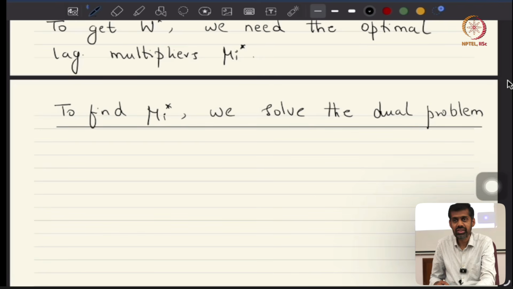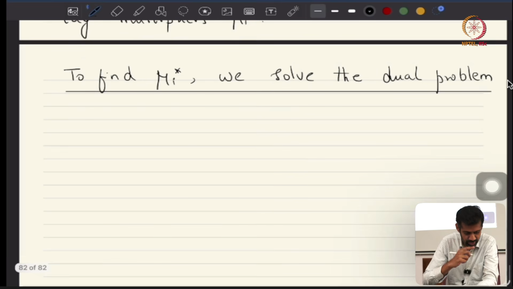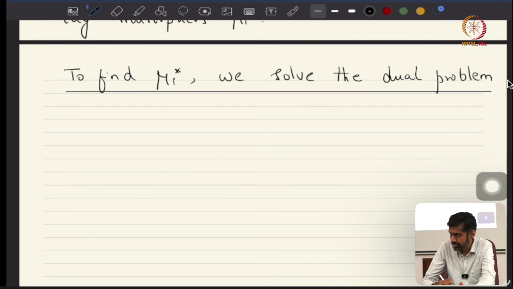Is there anybody who does not know what duality is in optimization theory? Okay, there are a few people. Let me just quickly tell you what it is. If you solve a constraint optimization problem, how do we do it? There is a problem and there are some constraints. So we change that constraint optimization problem into an unconstrained optimization problem by writing this thing called Lagrangian.